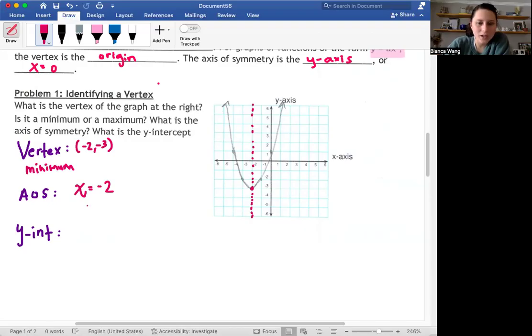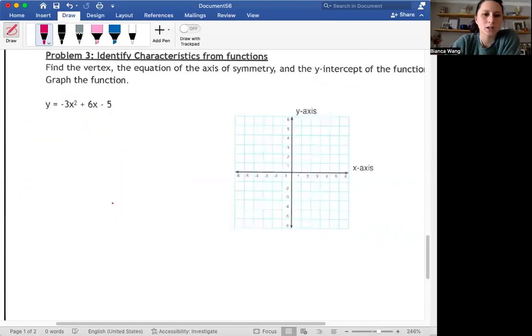Where's the y-intercept? So where is it crossing over on the y? It's crossing over right here, which is at 0, 1. So the y-intercept is at 0, 1. Okay, so we're just identifying some of these characteristics. Let's take a look at our next part.